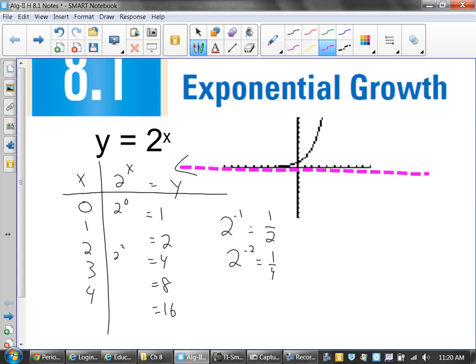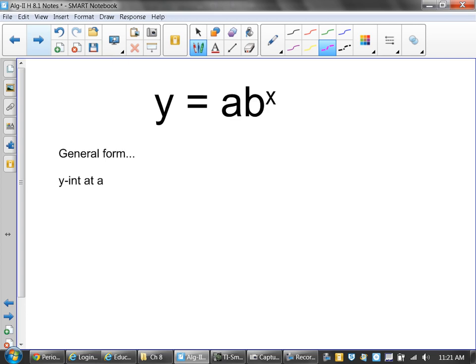So what happens here is that you have this horizontal asymptote always going through y equals 0. So here's what's going on. We have these things called exponential growth functions. And each one of these looks like y equals b to the x. But what's really happening here is that you actually have something a little bit fancier. You have this generic form called y equals a times b to the x.